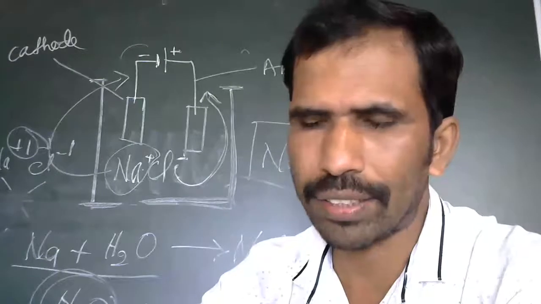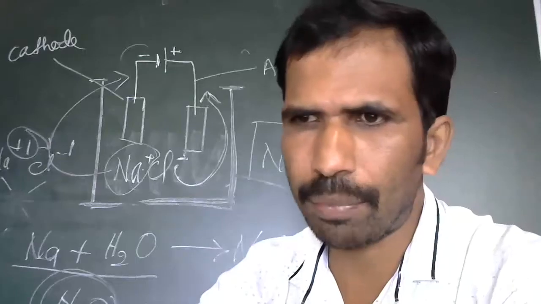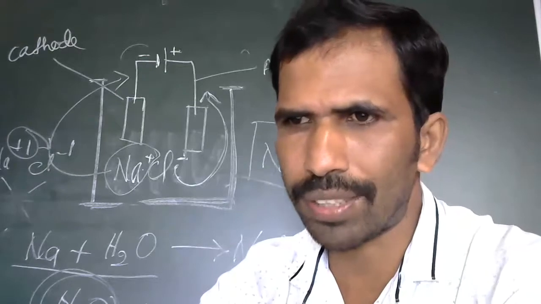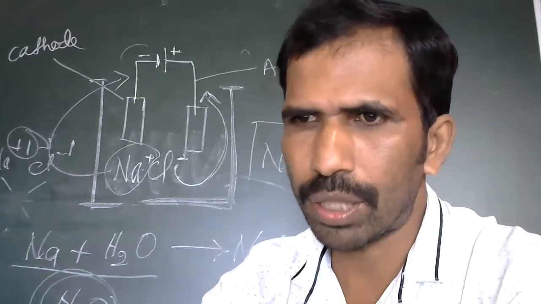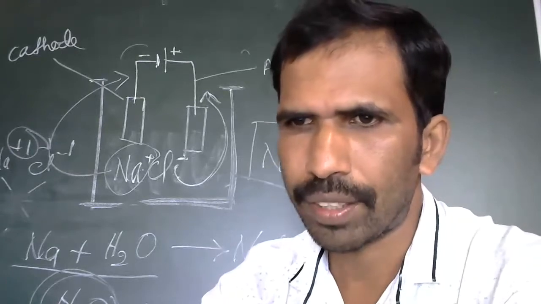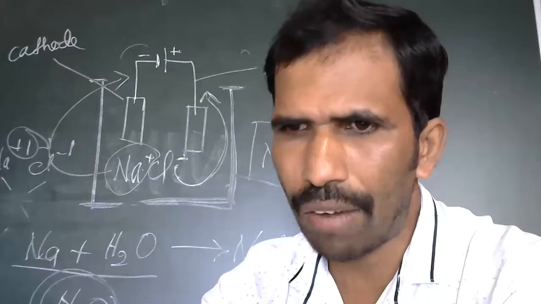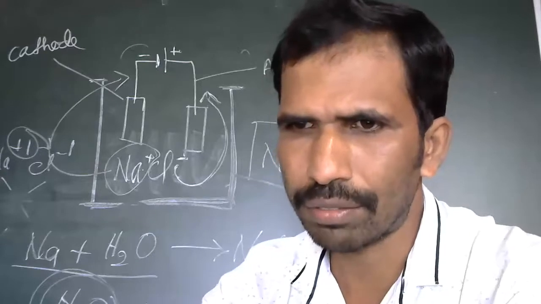Understood the process now? Yes, sir. How the chlorine is produced? Chlorine, hydrogen, and this thing. How it is produced? Yeah. In this reaction, all the three products are produced in the same reaction. I told you how all this reaction happens to be.